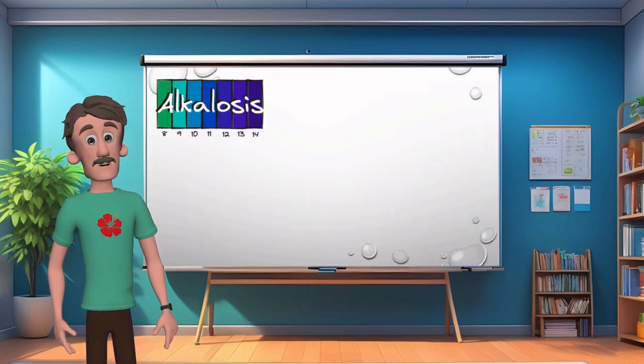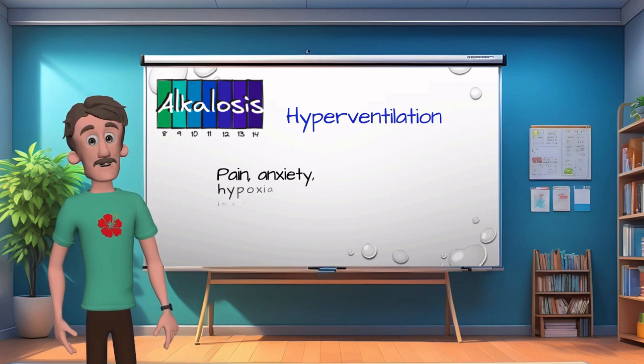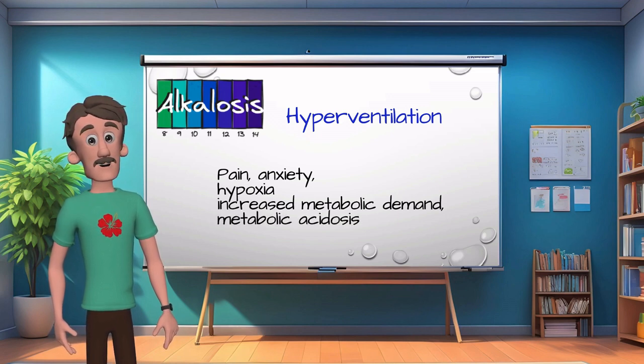Respiratory alkalosis is usually secondary to hyperventilation. The hyperventilation usually occurs in response to pain, anxiety, hypoxia, increased metabolic demand, or somewhat confusingly, metabolic acidosis. Respiratory alkalosis is not considered life-threatening, although the underlying etiology may be.